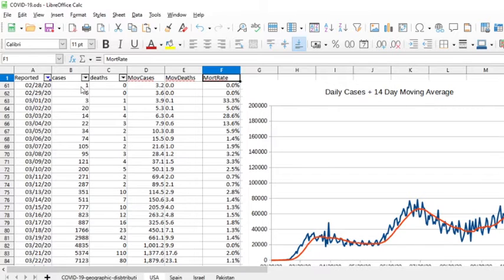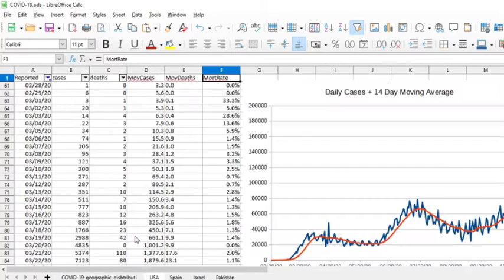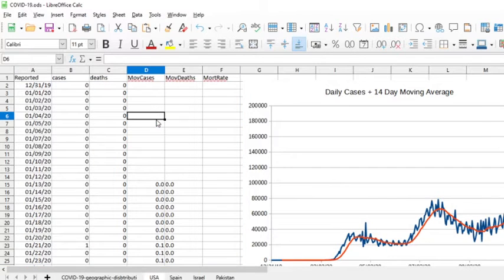So we've got this data over here. Okay. We come back over here. Let's get rid of this here for the moment. There we are. Okay. Cases.